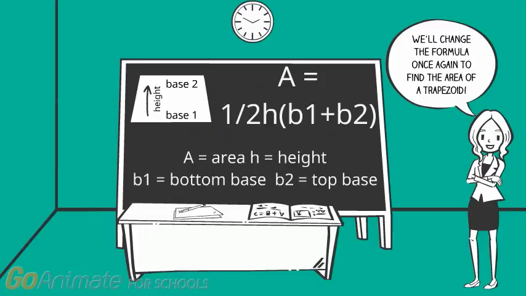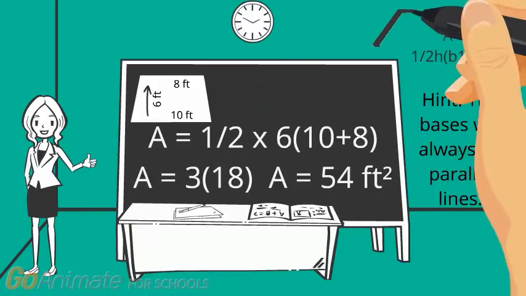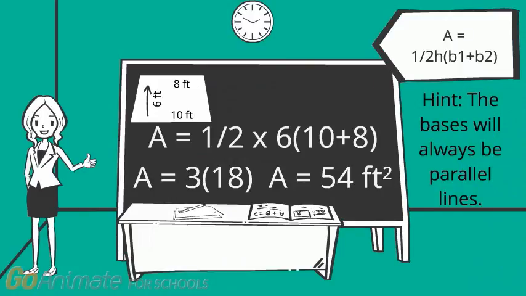The formula for the area of a trapezoid is A equals 1/2 H times (B1 plus B2). In this formula, A is area, H is height, and B1 and B2 are the lengths of the bases. Base 1 is at the bottom of the shape, and base 2 is at the top of the shape. The example shows a trapezoid with a height of 6 and bases of 10 and 8. As you see on the board, I will first multiply 1/2 times the height of 6. Then I will multiply the product, which is 3, by the sum of the bases, 18. The area for this trapezoid is 54 feet squared.